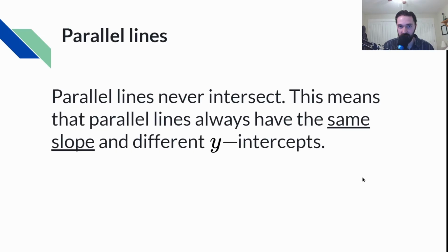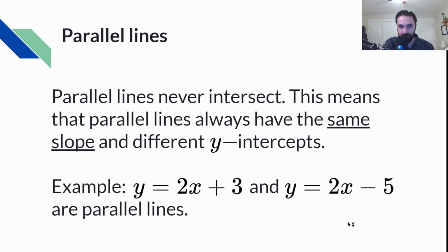Parallel lines never intersect. This means that parallel lines always have the same slope and different y-intercepts. So for an example, these two lines are parallel because they both have a slope of 2. Remember, if it's in slope-intercept form like this, we can just look at the equation and immediately say what the slope and the y-intercept are. Slope of 2, with different y-intercepts, these lines are parallel.